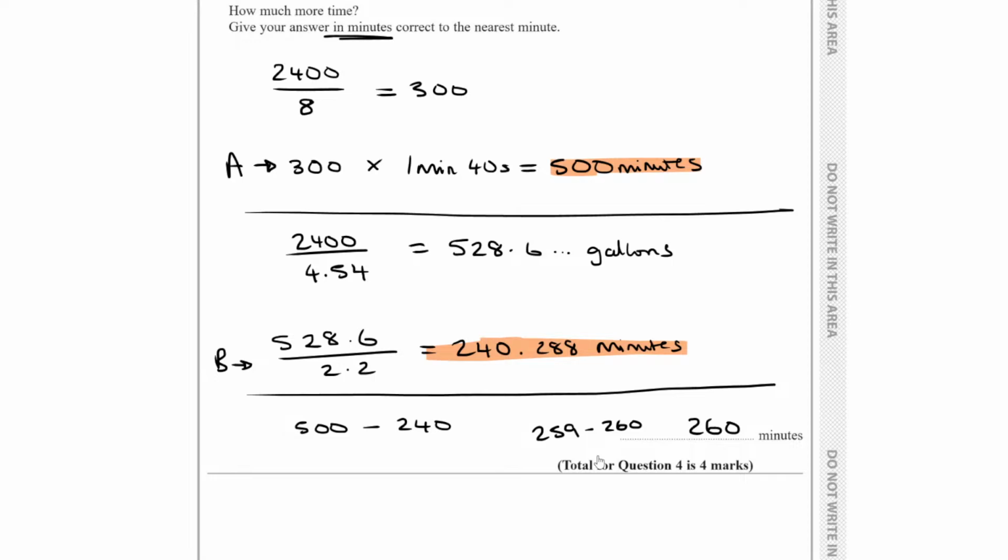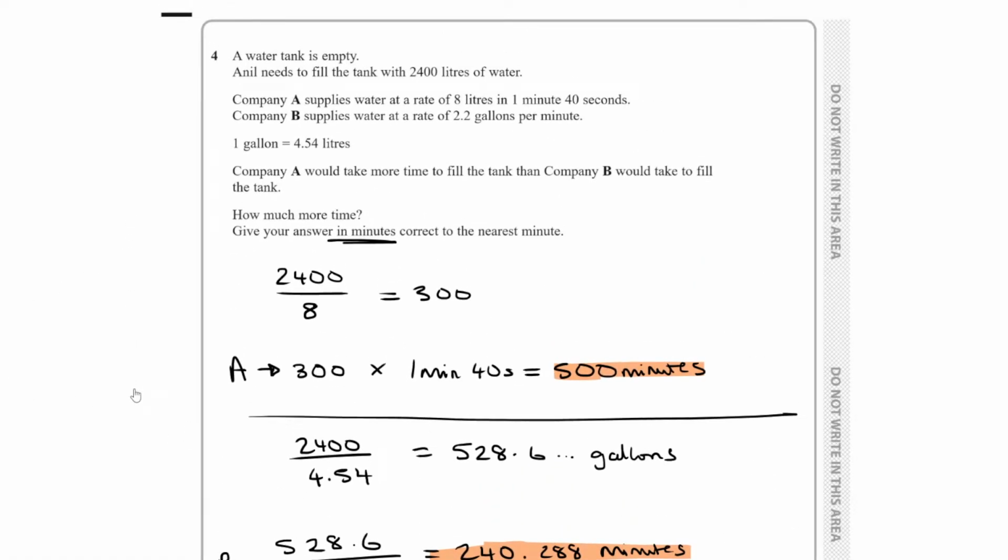You did 4.54. Yeah, that's what I was saying. You could convert the 2.2 into litres, couldn't you? You could do it that way as well. That's also fine. Yeah, 2.2 times, let's see, and then 2,400 divided by that, what does that give? It gives you the same answer, doesn't it? You get 240.2. Yeah, that would be fine as well. You should have got the same answer then.